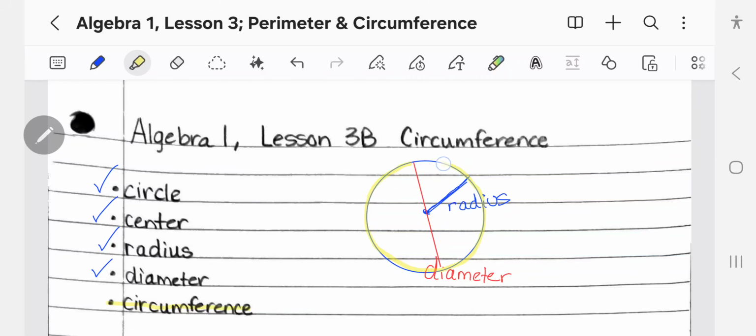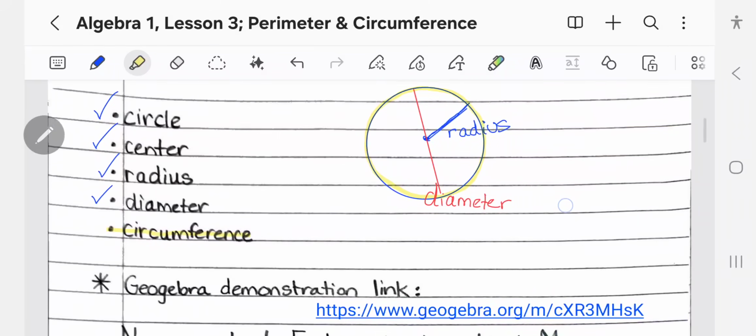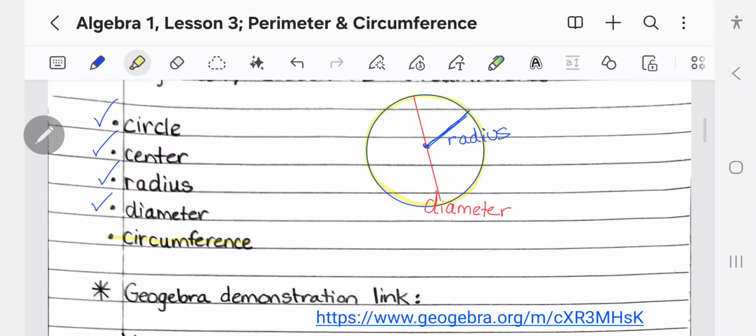Now, it's kind of hard if you've ever measured the distance around a circle, because it's curved, right? If we were doing a rectangle, we can use our ruler and measure anything with straight sides. But with a circle, it's a little hard. If you have a tape measure, that would work. If you have a string that you can wrap around it and then measure the string, that would work. I want to talk a little bit about Geogebra for a second. We're going to do a little demonstration where I can show you on the screen a little bit about circumference.